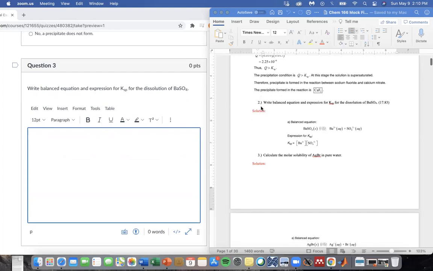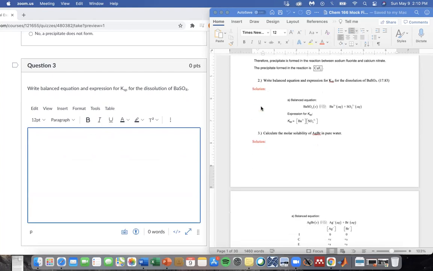Then this one was just writing the balanced chemical equation and expression for BaSO4. And so this is supposed to be an arrow here. When you do this, BaSO4 is going to just dissolve into Ba2+ and SO4 2-. And then your KSP would just be Ba2+ times SO4 2-. Any questions about that one?